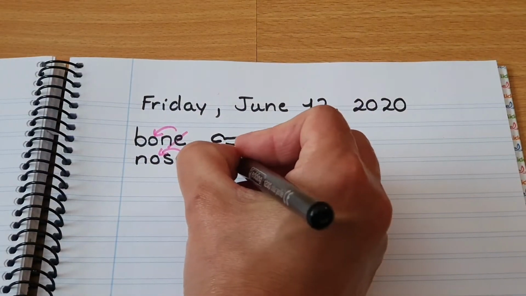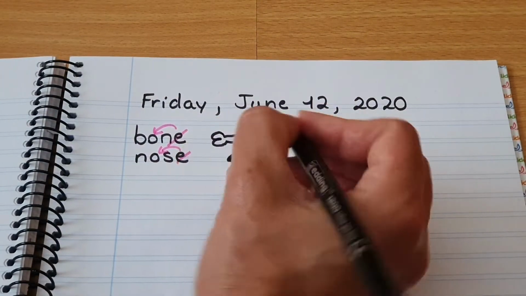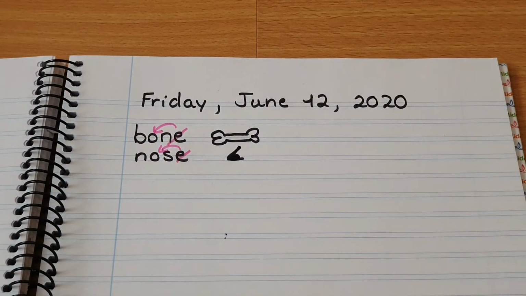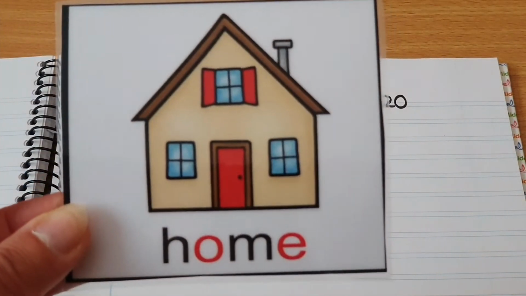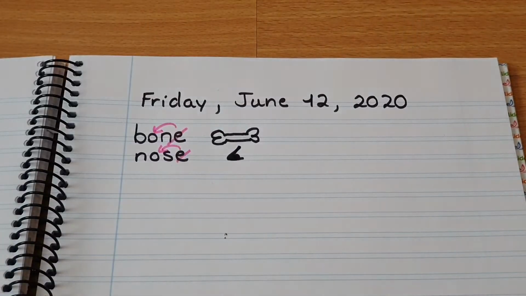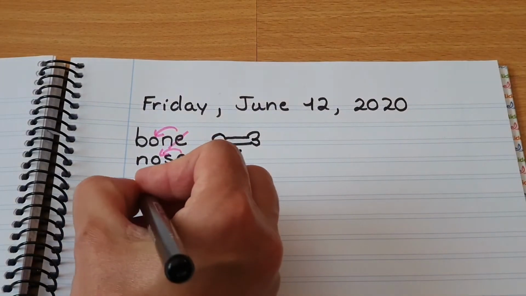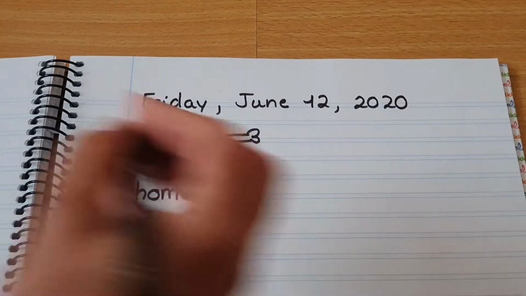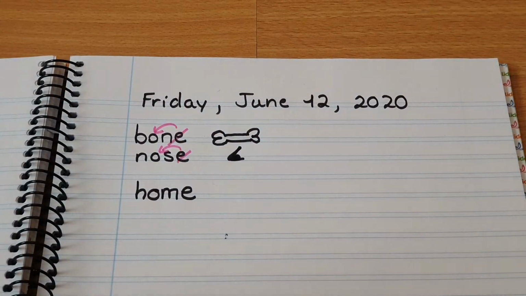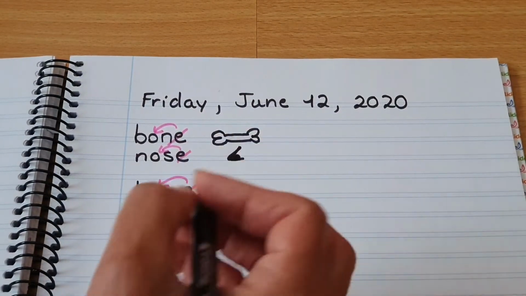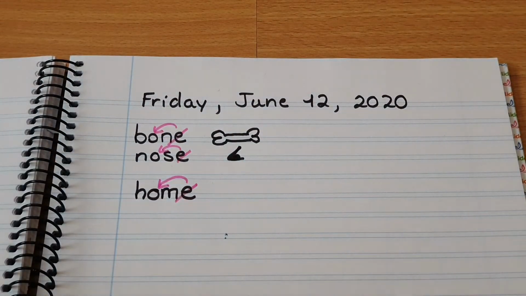Or you could draw a face. This is my nose, but you could draw a face with a nose. All right. Very good. This one is home. You are watching this video at home because we are not at school. Home. Very good. Your home can be an apartment. It can be a flat. Or it can be a house.